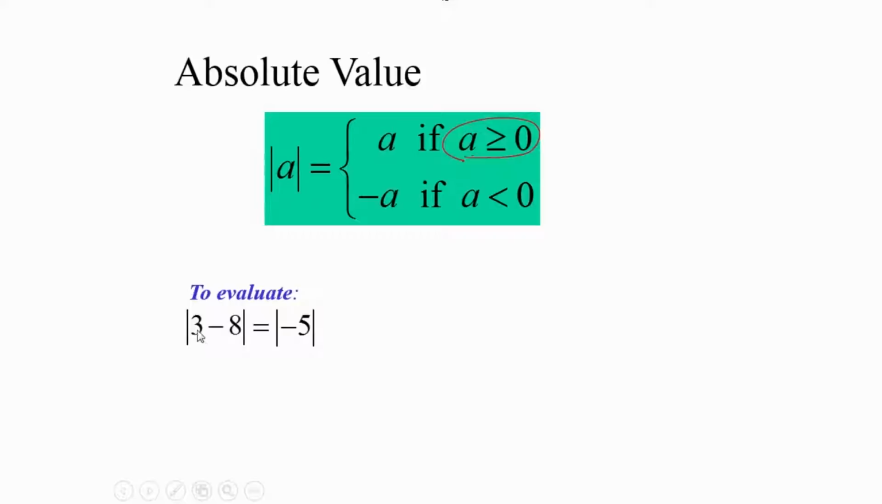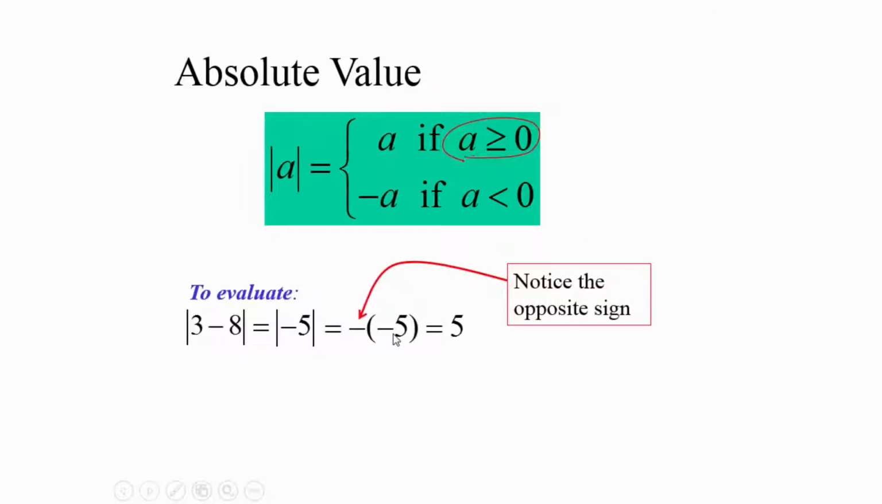So based on this, we can evaluate absolute value of 3 minus 8 equals absolute value of minus 5, right? And since A is negative here, that would be negative of negative 5, right? Because A was negative. So that would be equal to 5. That's how you evaluate terms in between absolute value.